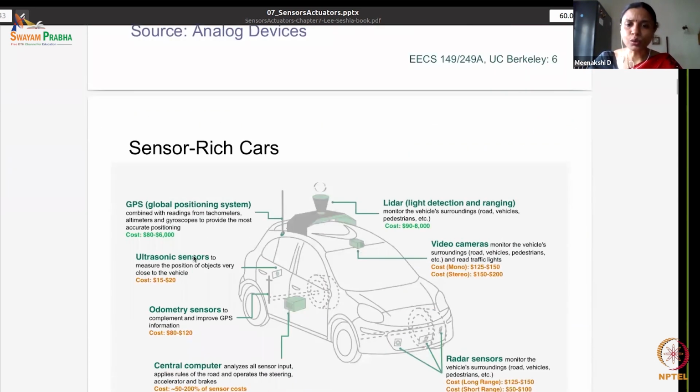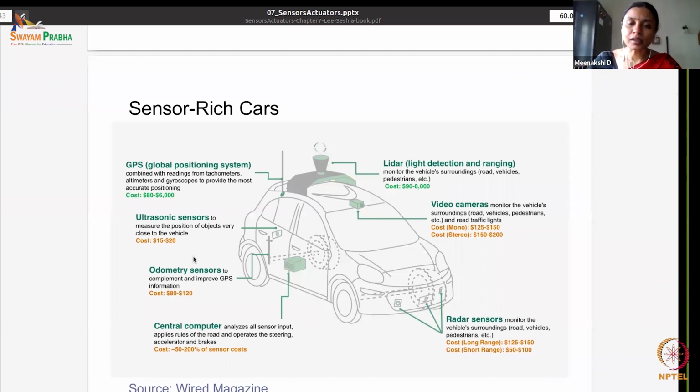So this view shows the kind of sensors and the processing that you can see in a typical sensor-rich car. There could be radar sensors located on the front side of the car. There could be a video camera which monitors the vehicles and the surroundings that are accessible by the camera. There could be a light detection and ranging sensor that is used to monitor the surroundings. Obviously, cars have a GPS system, which we all use. There could be ultrasonic sensors. There could be odometric sensors.